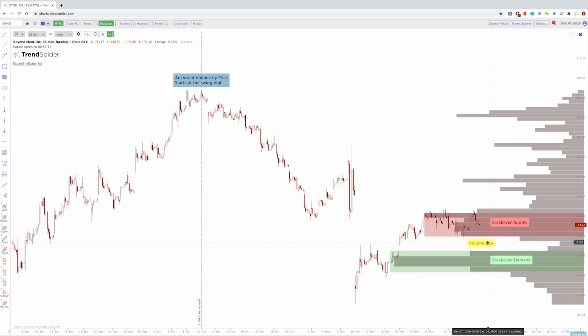So what you'll see is very quick moves down through these volume gaps and then back down to this break-even demand zone. These are the three things you really want to keep on your chart when you are using the anchored volume by price.